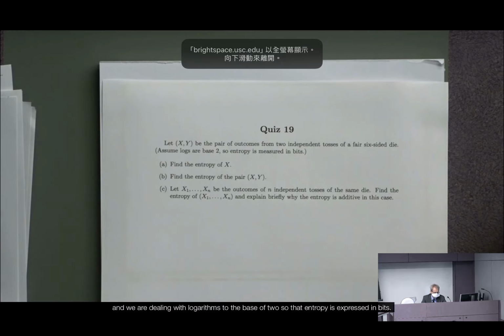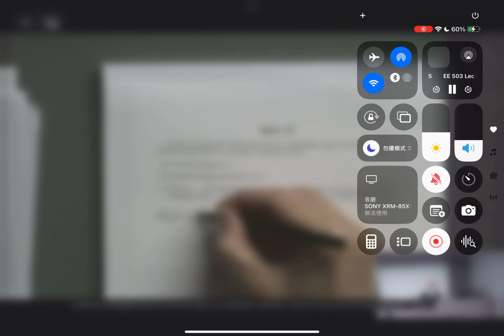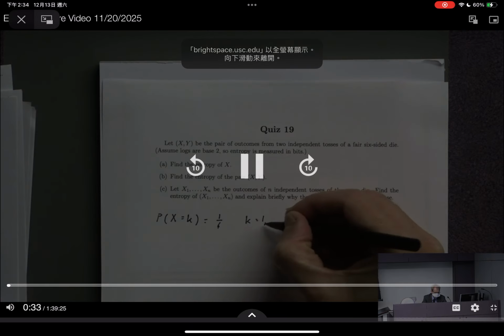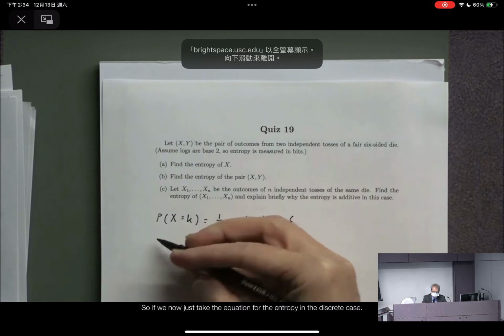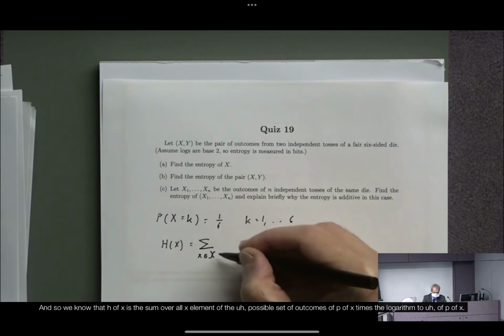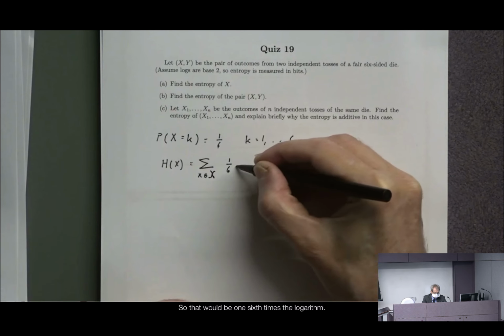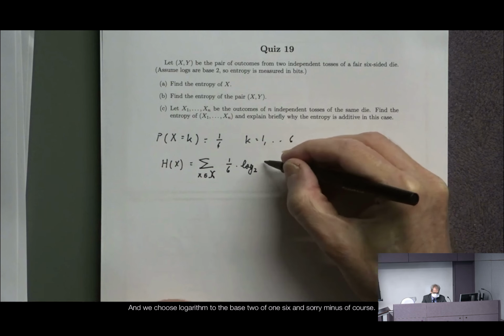Entropy is expressed in bits. And what we know, of course, for a fair six-sided dice is that the probability that the outcome takes on a particular value k is just 1 over 6 for k being between 1 and 6. So if we now just take the equation for the entropy in the discrete case, H of X is the sum over all x in the possible set of outcomes of p of x times the logarithm of p of x, so that would be 1/6 times the logarithm, and we choose logarithm to the base 2, of 1/6.